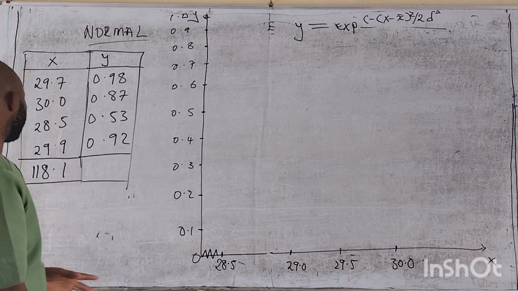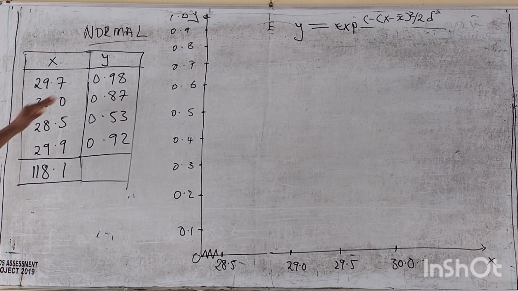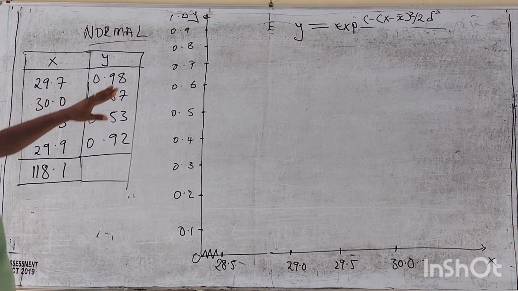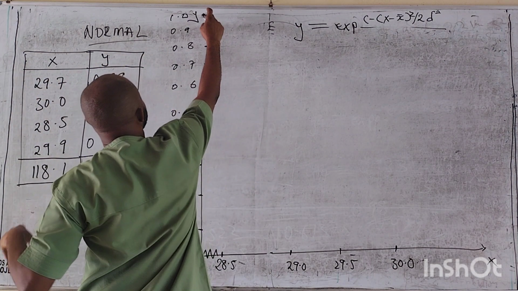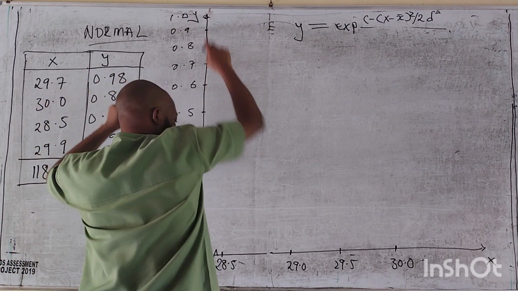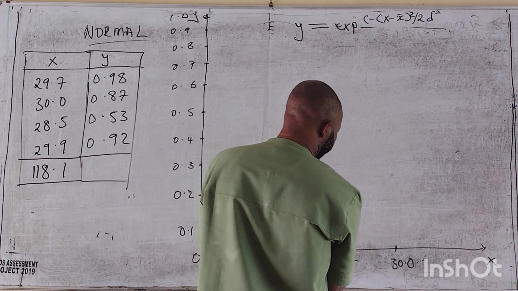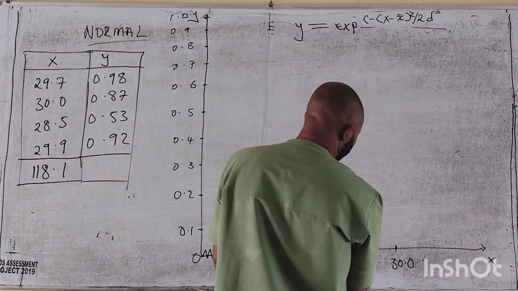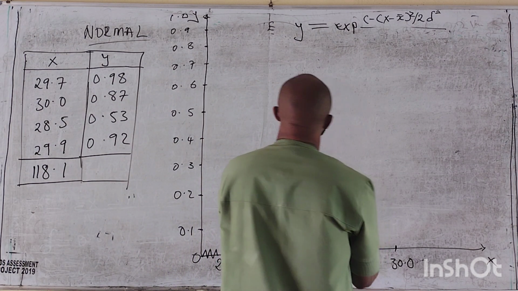So let's start. My first y1, I have 0.98. So if I take this to be my 0.98, and the other one is 29.7, 29.5, 0.6, 0.7, let's call it somewhere here.